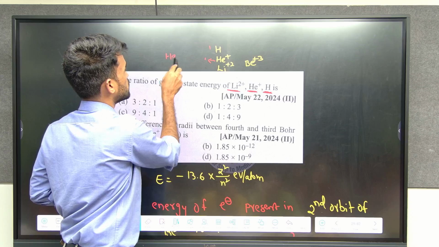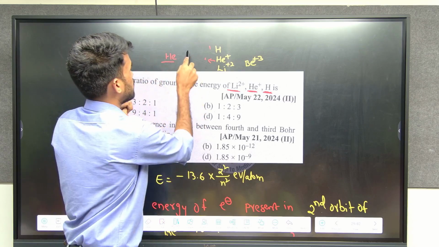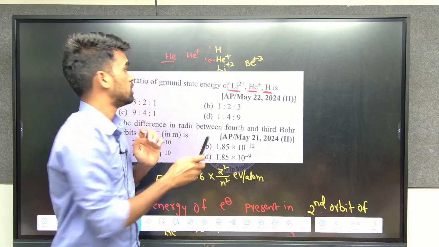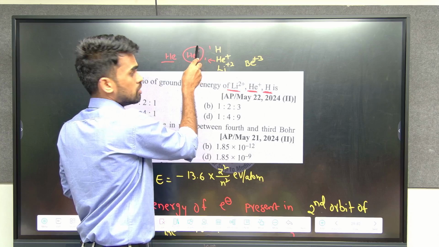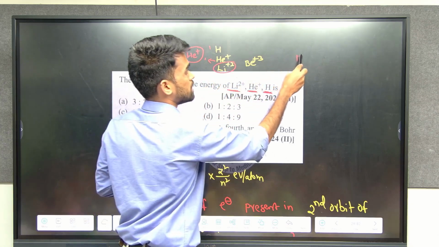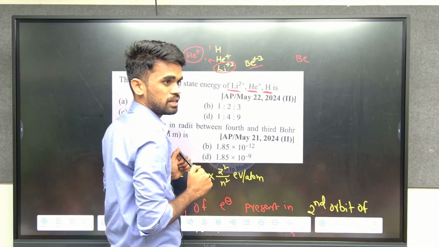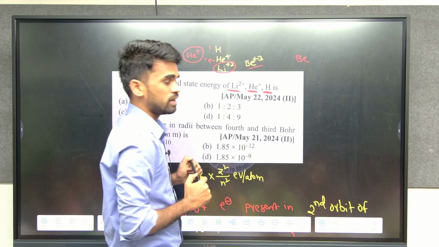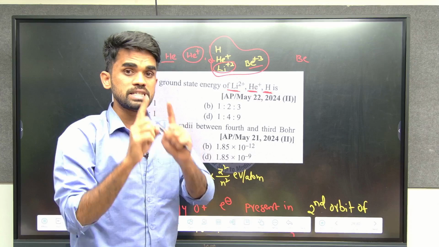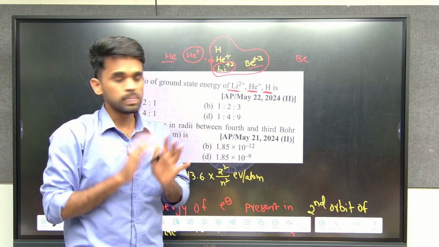Helium atomic number is how much? 2. If I write the atom, it has 2 electrons. But I am writing helium plus, which means I removed one electron. So how many are there now? One electron only. Beryllium atomic number is 4, and after removing 3 electrons it becomes plus 3. Now how many electrons are there? 1. So the Bohr model we are discussing is applicable only for single-electron systems, not for multi-electron systems.